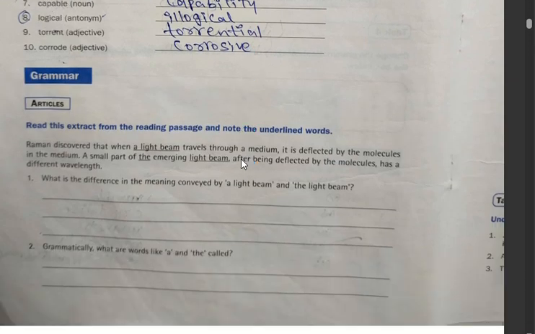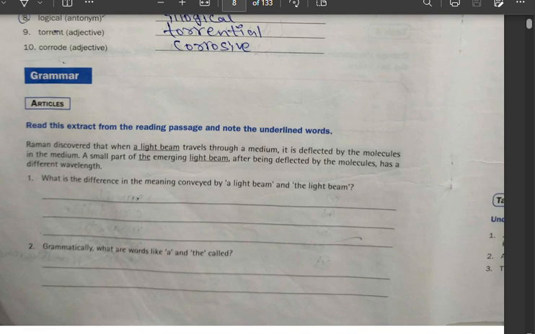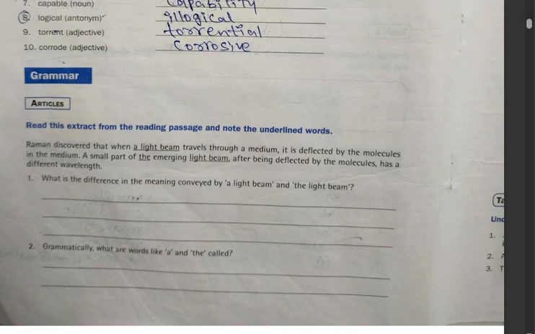Okay. Now next one is grammar. Articles. So read this passage and note the underlined words. Read this passage very carefully. Raman discovered that when a light beam travels through a medium, it is deflected by the molecules in the medium. So a small part of the emerging light beam, after being reflected by the molecules, has a different wavelength.